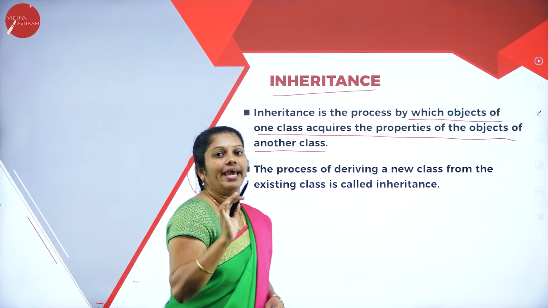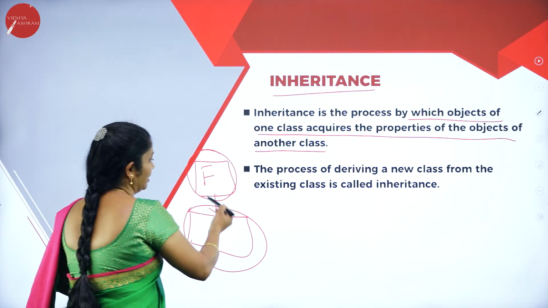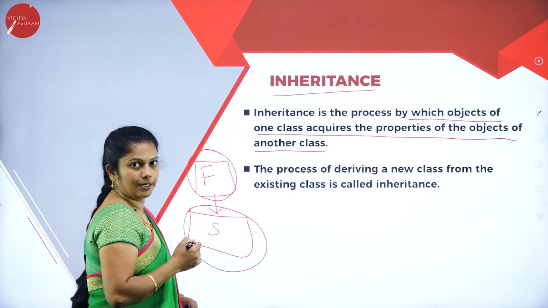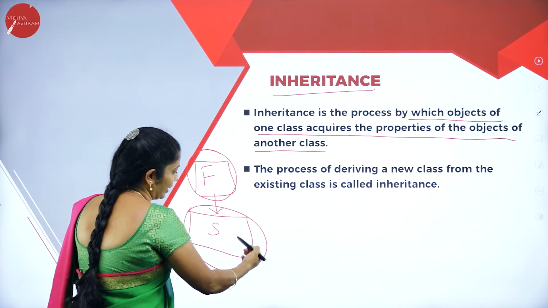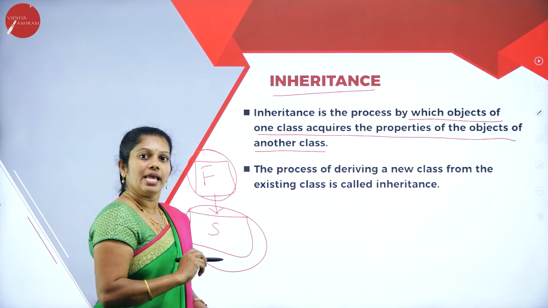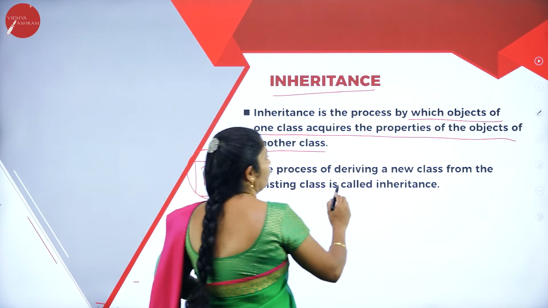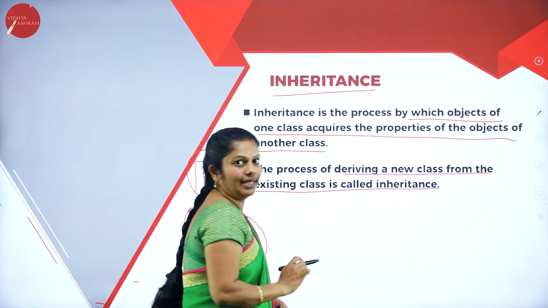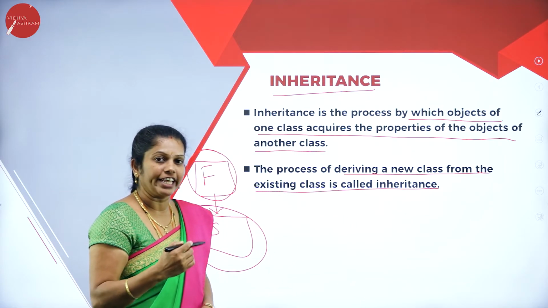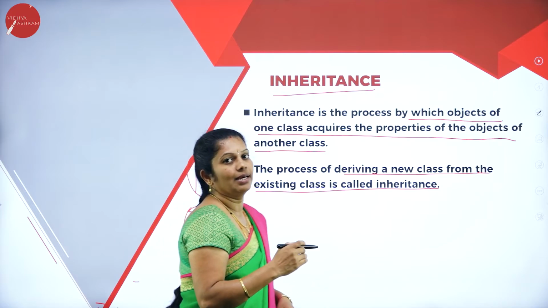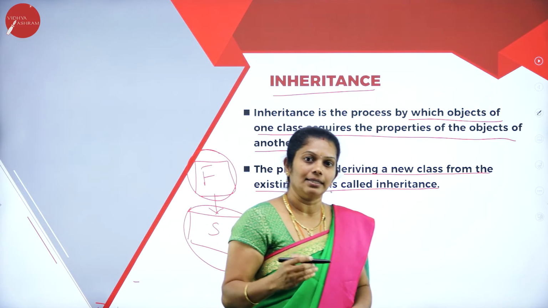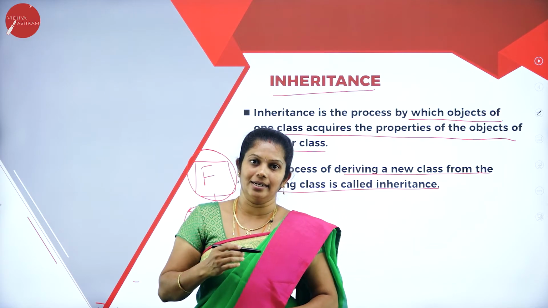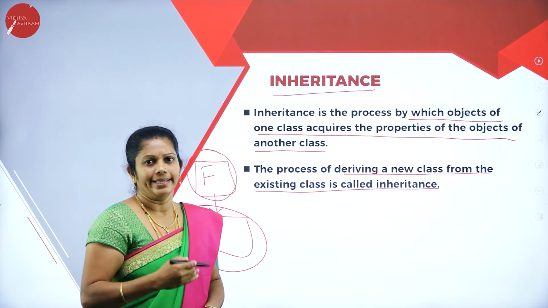In general, we used to say heredity. Here, the son acquires the properties from the father. Or I can say it's a process of creating a new one by using the existing one. The process of deriving a new class from the existing class is called inheritance. When we come to types of inheritance, we have several types like single level inheritance, multi-level inheritance, multiple inheritance, hybrid inheritance, hierarchical inheritance, like that.